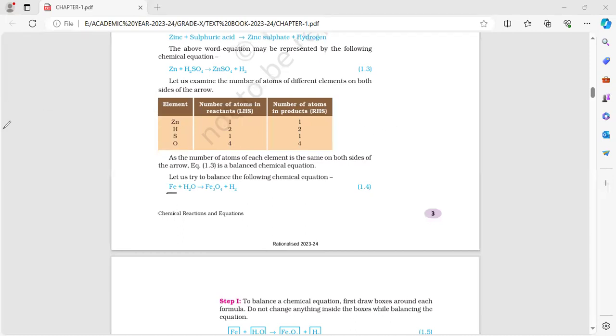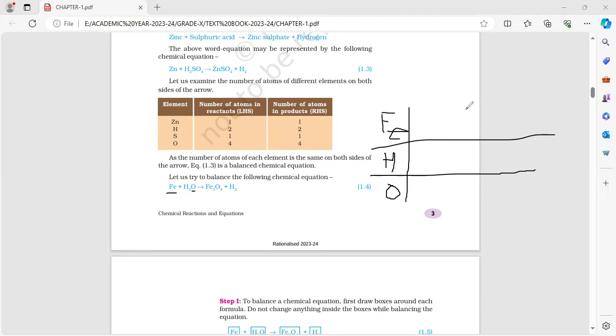First, write all the elements. The first one, let me write on the left side: iron. Next one, hydrogen. And what is the next element? Oxygen. Anything extra? No, fine, done. I have written all the elements which are present in this chemical equation.